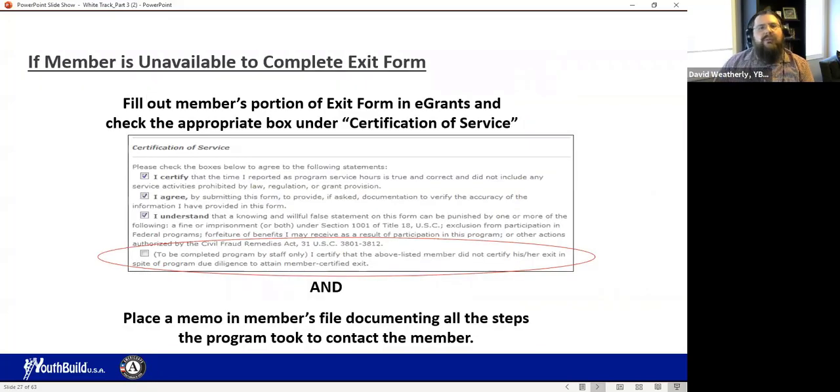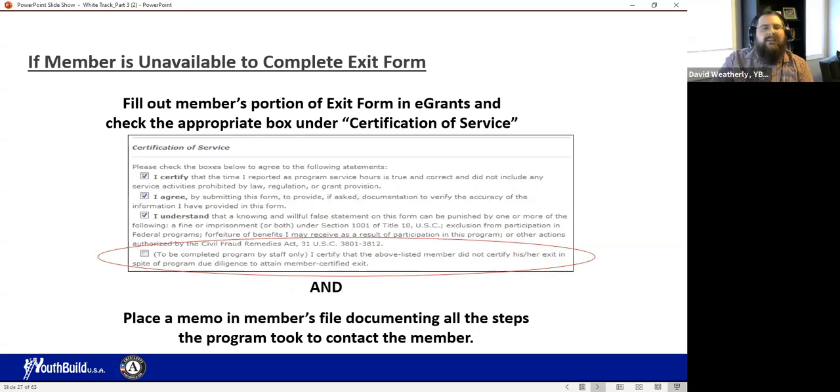In the situation where a member is unavailable to complete their exit form, say a young person who might have left the program and disappeared, we do ask that the program reach out to the member to try and get them to complete the exit form, even in an unsuccessful exit. We ask that you make at least 2 attempts and document your attempts. If you're not able to reach them, there is a place in eGrants where you check a box saying we tried to contact the member, but they're not available, so we're going to fill out that information on their behalf.